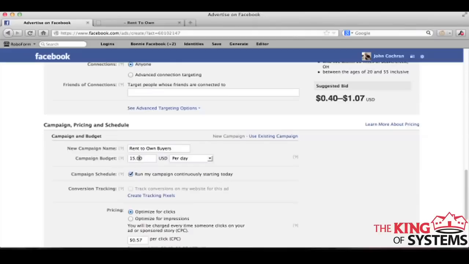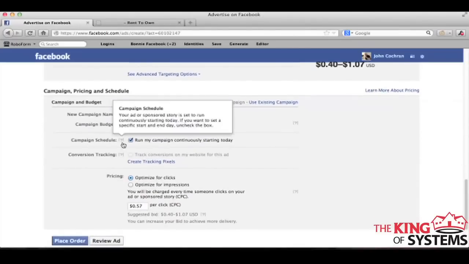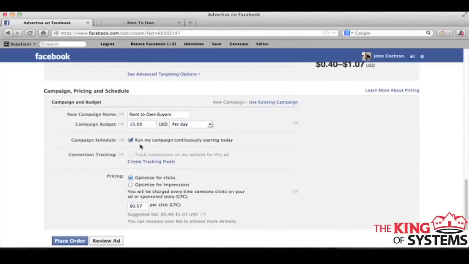So name your campaign right here. Choose your campaign budget, whatever it is. Start low, build up. Right now we're spending about $150 a day on this, but I didn't start that high by any means. I started low. I started at $10 a day. For the campaign schedule, we keep it to run continuously.